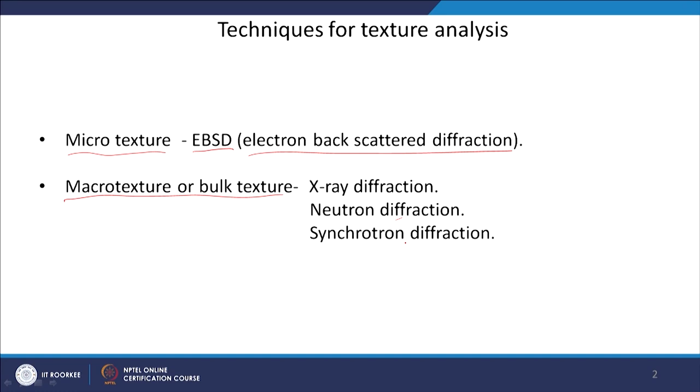So these are the macro texture or bulk texture techniques, and EBSD is at the microstructure level. The area covered is small, and because we are dealing with electrons, the electron penetration within the material is usually very small. So the volume it covers, depth-wise in the material, is also very small, whereas X-rays can penetrate more, and synchrotron and neutron radiation penetrate even more. There you get the bulk volume information, and that is why we say macro texture or bulk texture.